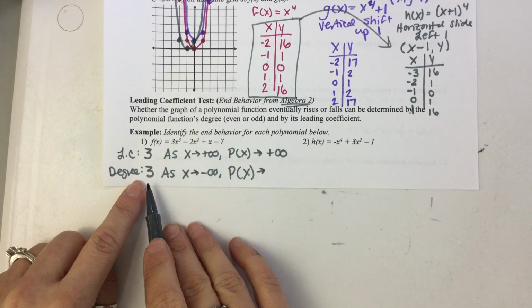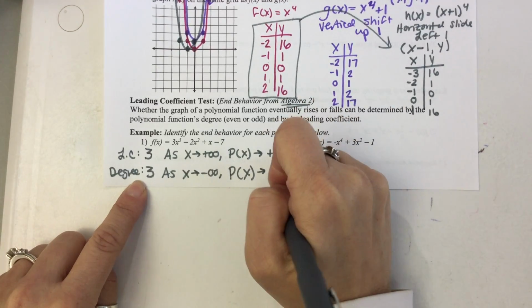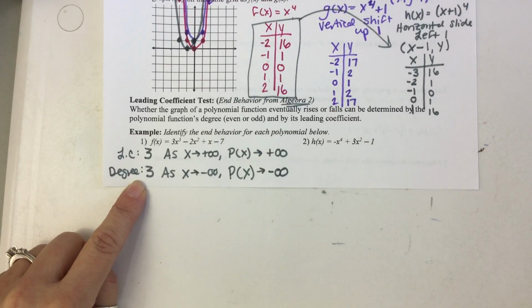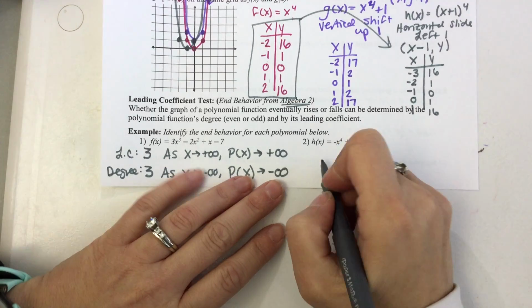Odd degrees have opposite end behaviors. So if this arrow was going up, this arrow would be going down. I'm hoping even just seeing this, it kind of brings you back to Algebra 2 when you remember that. If not, we still have another example.